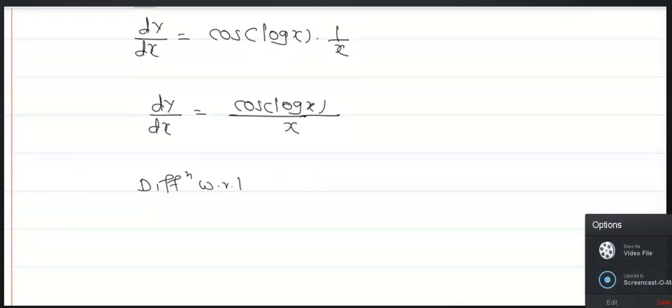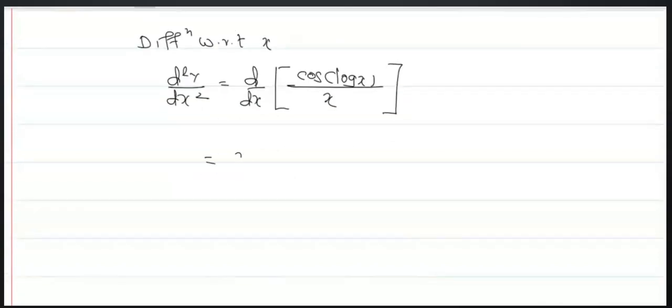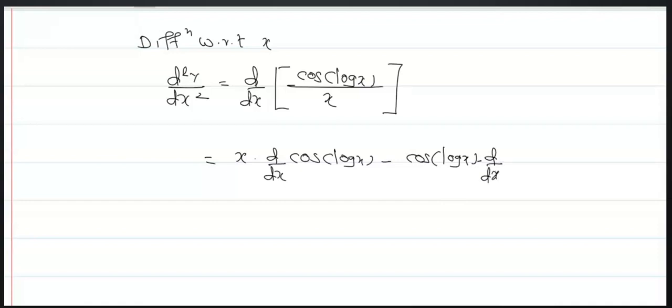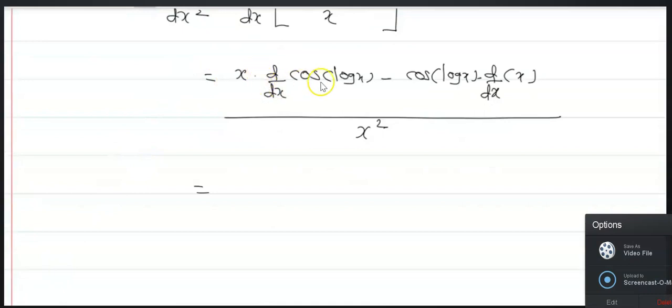Now, differentiate this with respect to x again. Now, this is u upon v. Therefore, here we will apply the quotient rule. Therefore, d2y by dx square is equal to, for cos of log x upon x, x into d by dx of cos of log x minus cos of log x into d by dx of x, upon x square. Now, what is the derivative of cos of log x? The derivative of cos of log x is minus sine of log x into derivative of log of x, which is 1 upon x. Next is minus cos of log x into derivative of x, which is 1, upon x square, and then we will simplify it.